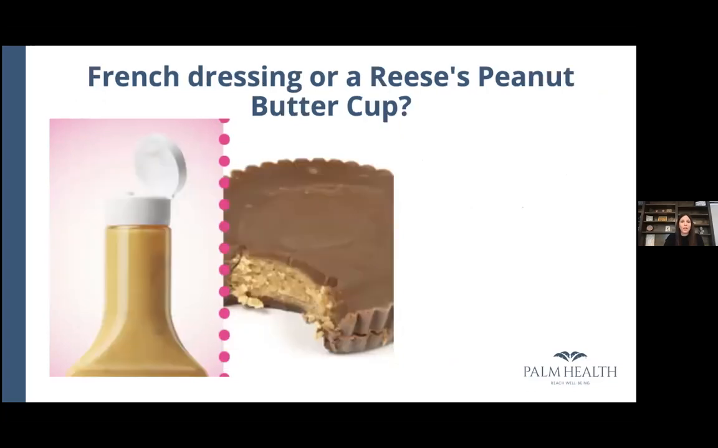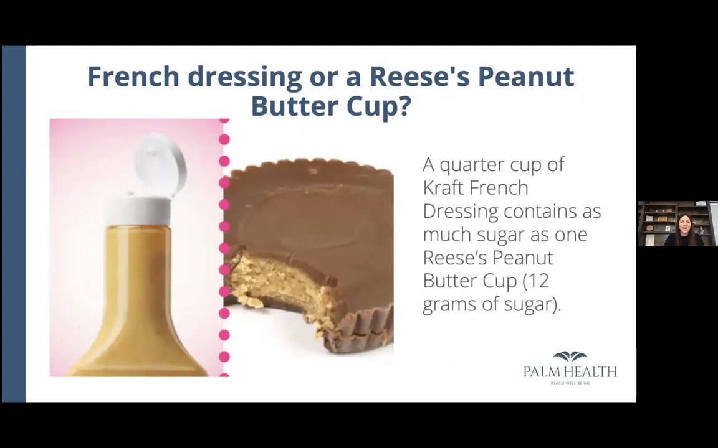Something like French dressing and a Reese's peanut butter cup. How many of us think that the Reese's peanut butter cup has more sugar than French dressing? A quarter cup of Kraft French dressing contains as much sugar as a single Reese's peanut butter cup, which is about 12 grams of sugar.